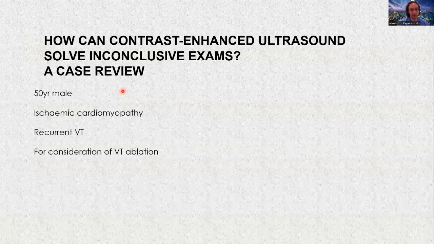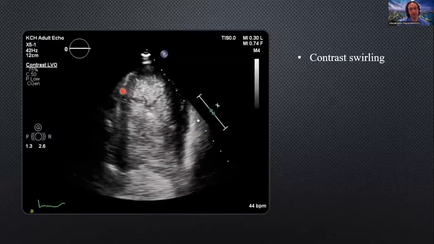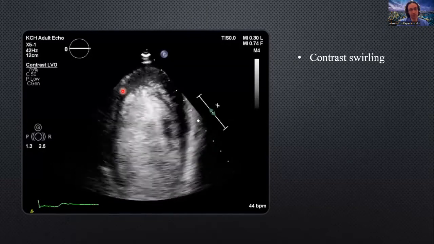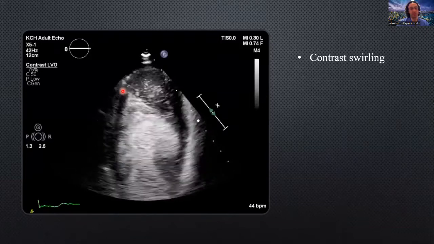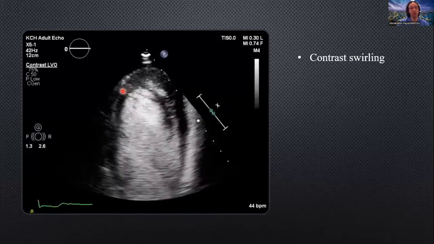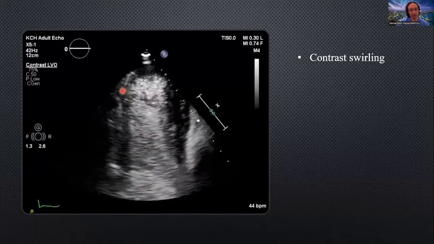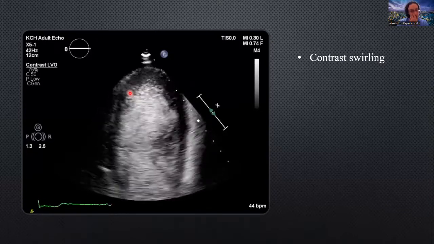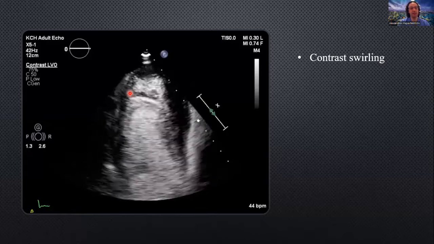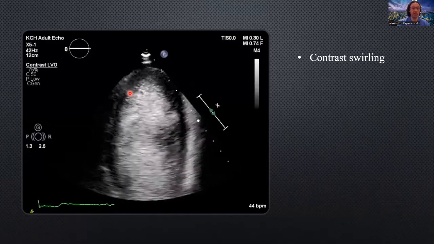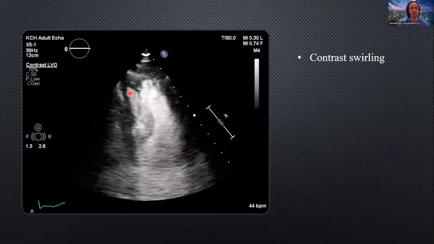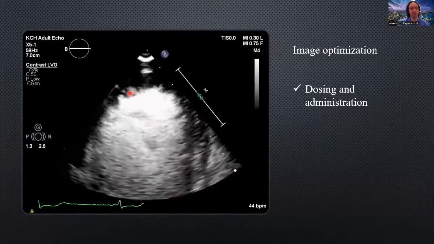A patient with ischemic cardiomyopathy and recurrent VT. Here we see what we call contrast failure. This is what we discussed before. If you give the contrast very slowly, or if the flush is not adequate, especially in conditions of low cardiac output or an enlarged apex, then you end up with this image, which is suboptimal to appreciate the performance at the apex. So what you can do, you can drop the mechanical index, or you can give more contrast and a slow flush, and this is what we do here, and have much better opacification of the apex.